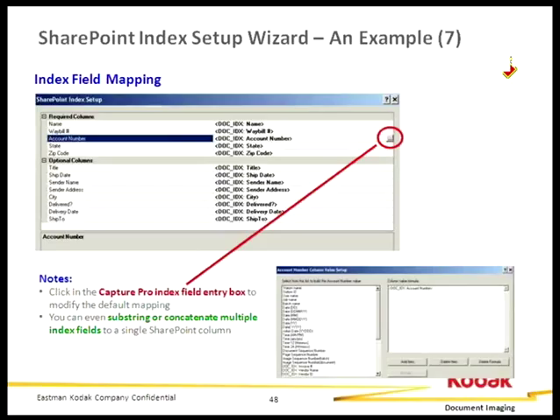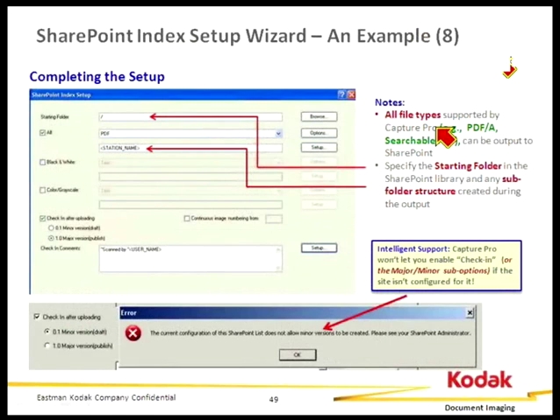So after I've done my index field mapping, I then complete my setup. I'm brought to this last screen here, and in this last screen is where I can specify what type of file I'm going to output. We support all the output types in Capture Pro: PDF, searchable PDF, PDFA. To me, it makes most sense that you would always choose multi-page output, because you're outputting a row of metadata, and that row of metadata typically is going to correspond to a document.